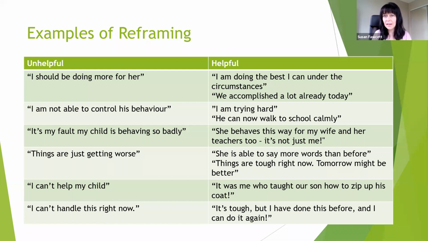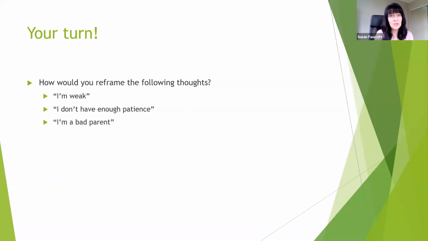You can have a look at some of these, but these are just examples of ways that you can reframe the thoughts. So let's go on to these ones. I want you all to think for a minute about how you would reframe these thoughts. If, as a parent, you were thinking, "I'm just weak, I'm a weak parent," what are some ways that you might be able to reframe that? I'll give you a second to think about it.